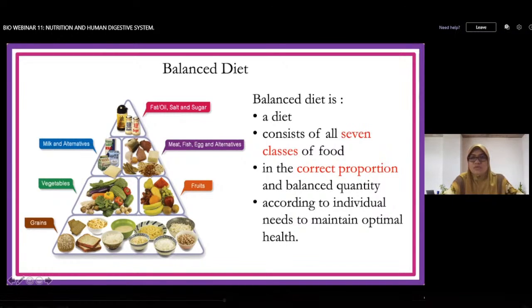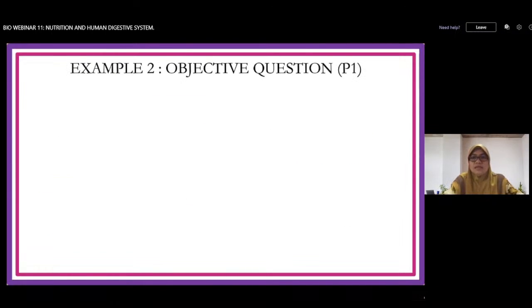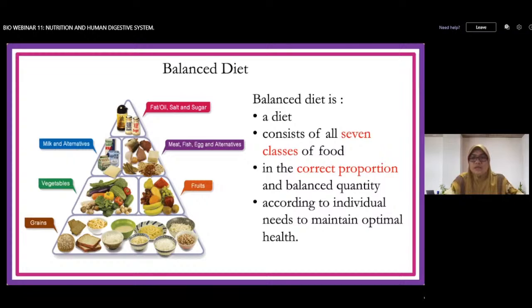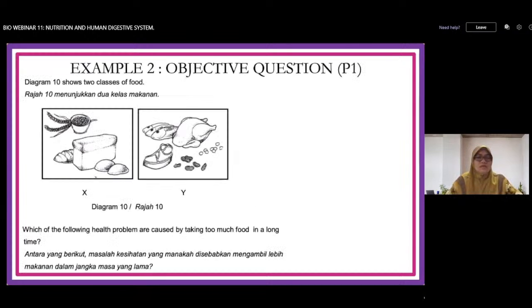Okay, cikgu nak tunjuk satu contoh soalan berkaitan dengan balanced diet ni ya. Objective question ya. Kamu tengok gambar rajah ni, dia ada bagi dua diagram. Satu diagram ada bread, ada cereal, so ini adalah carbohydrate. Yang lagi satu ada chicken, ada fish, meat, dia semestinya daripada group protein. Soalan dia tak tanya apa dia group, apa dia X and Y. Type of food classes dia tak tanya, dia tanya selebih daripada tu. So kamu kena faham dulu X and Y, then baru kamu boleh jawab soalan ni.